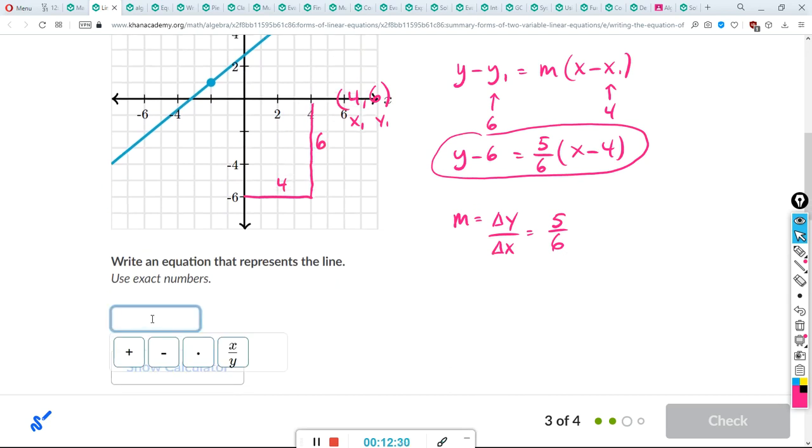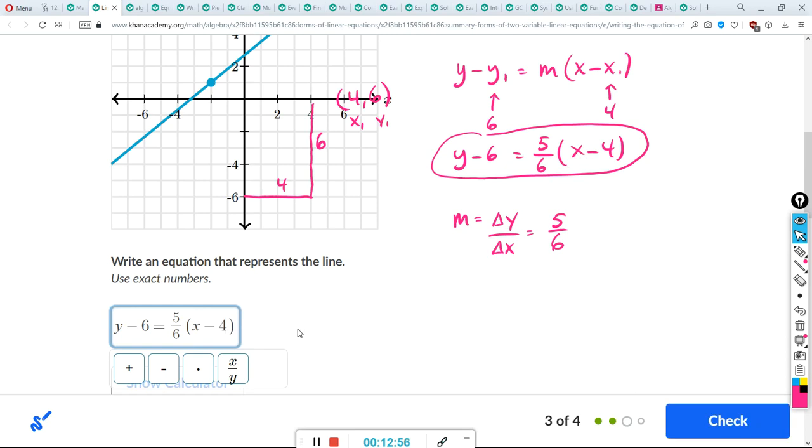So you type y minus 6, hit equals 5 over 6. You need the fraction button. 5 over 6. Then click it again in front here so you can put the x in the front. Oh wait, this one has parentheses. Parentheses x minus 4. So do parentheses x minus 4. Just make sure you don't write the x minus 4 in the denominator. It has to be out front.